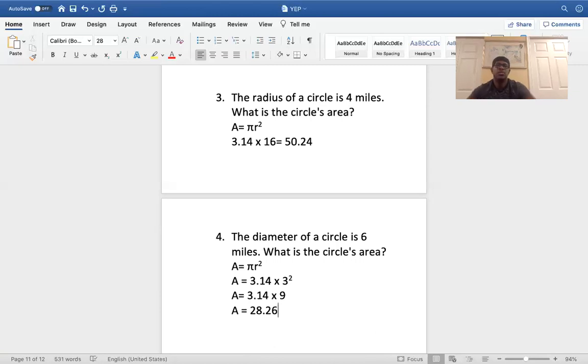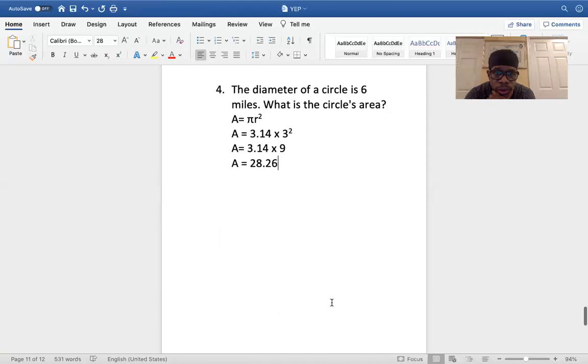So if it says the radius, we know that it's pi times radius squared, but if it gives us a diameter, we need to find out what half of the diameter is to make the radius, and then square the radius. So for number 4, the diameter of 6, we need to find what half of 6 is to make it the radius, and then 3.14 times 3 squared, which is 9, is going to give us 28.26.